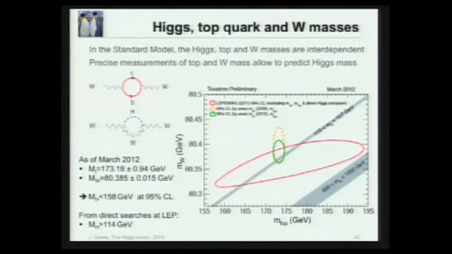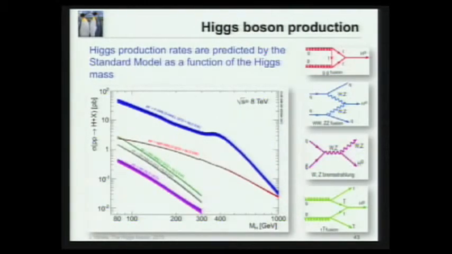Now, at that point, March 2012, all of these had been excluded. That's why it's white, as I told you. So we have excluded between 127 and 600. Below 114, it has been excluded by LEP, an electron-positron collider that existed at CERN in the 80s and 90s. So the only possible region for the Higgs to exist, if the standard model is correct, is this tiny band here between 115 and 127. This was the situation at the end of 2011.